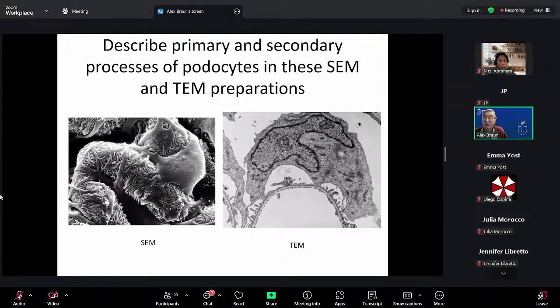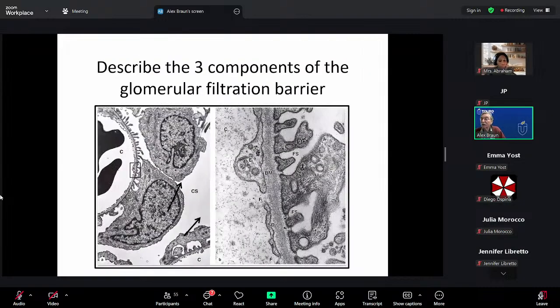glomerular filtration barrier. Here's another section showing 2 different magnifications of the glomerular filtration barrier, which, as I said to you before, is actually the glomerular capillary wall. The inside of the glomerular capillary wall consists of the fenestrated endothelium, which is quite flat. The middle layer, you have to look carefully because it's hard to see, is the glomerular basement membrane. And the outside of the glomerular capillary wall are the pedestals, right here. The pedestals, okay? 3 layers to the glomerular capillary wall, the glomerular filtration barrier.